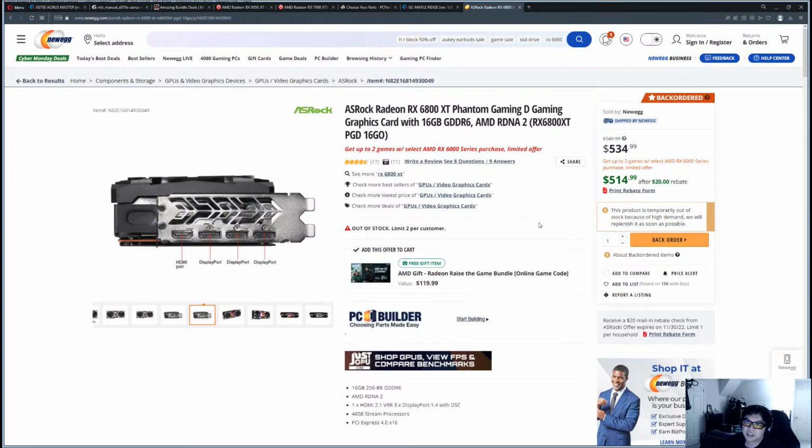Think of it like how NVIDIA does the Ti. Typically, NVIDIA will launch the Ti at least a year later. Well, okay, not always. But remember the 1080 and the 1080 Ti. The 1080 was May 2016. The 1080 Ti was March 2017. So the 1080 Ti was almost a year after the 1080.